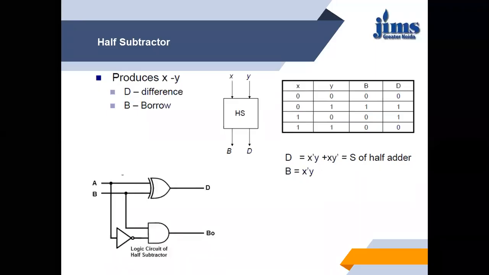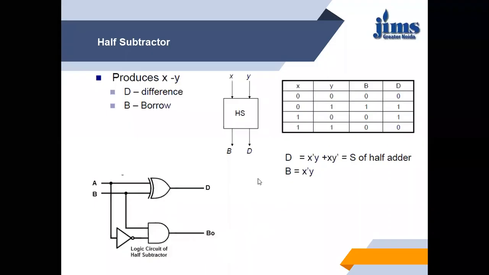So I have drawn a circuit here where A, B are inputs just like X and Y. D is the difference that is obtained with the help of an XOR gate, X bar Y plus X Y bar, or A bar B plus A B bar. And Borrow is A bar B, or X bar Y. So here B out denotes the Borrow output.